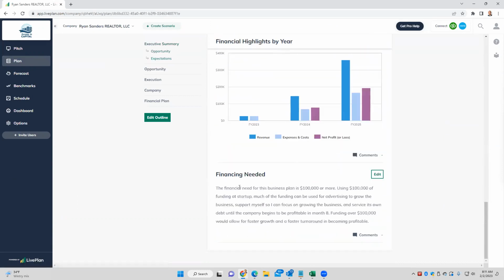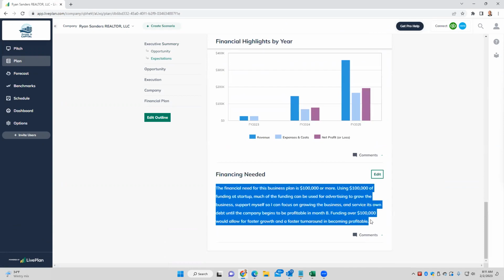And then this is a very important area here, financing needed. This is the section that, in the executive summary, we get more detailed here in a bit, and I'll show you under the financial plan. But this is where we're specifically stating how much capital we're seeking.